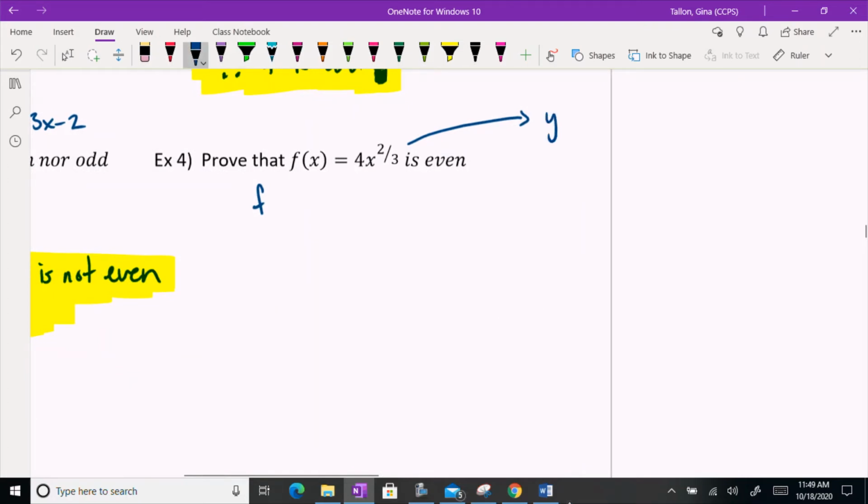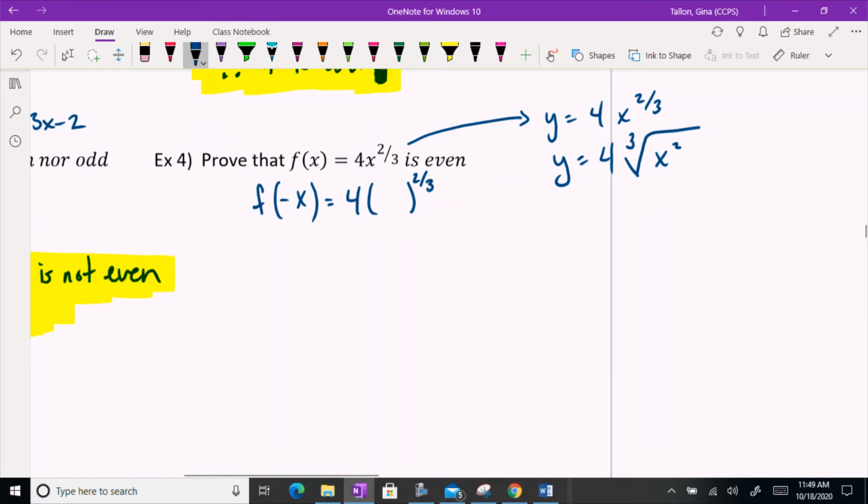This is like y equals 4x to the 2/3. So x to the 2/3 is x squared under a cube root sign. And that should be a 4 right there. I don't know why I made it an x. So this is under a cube root sign. All right? So just so that everybody understands what's going on, I am going to negate my input, and I'm going to see how that does not change the output whatsoever.